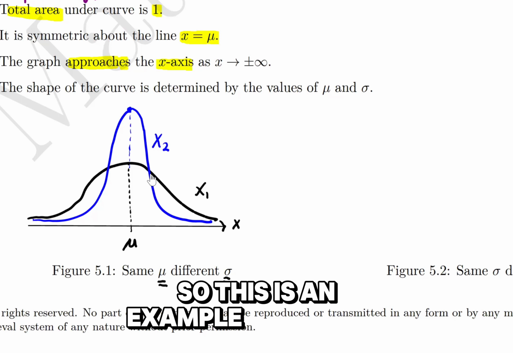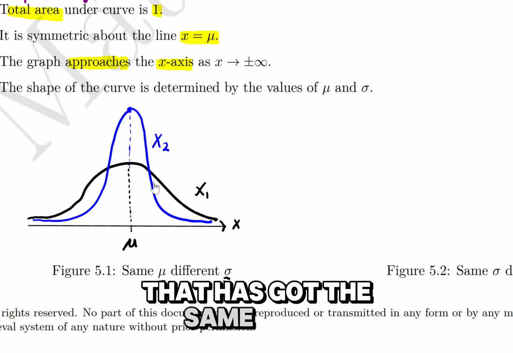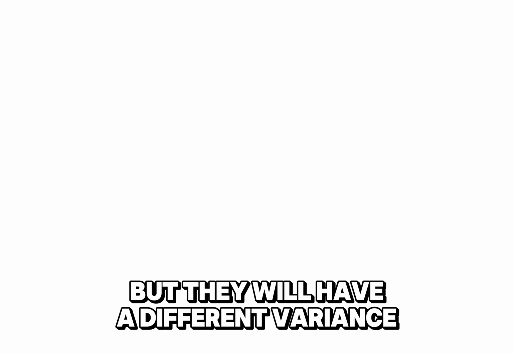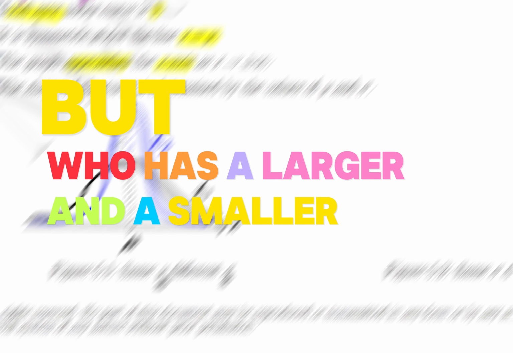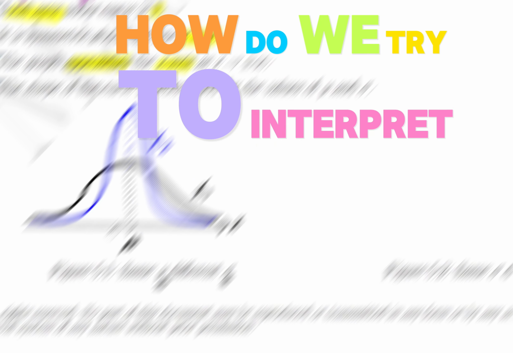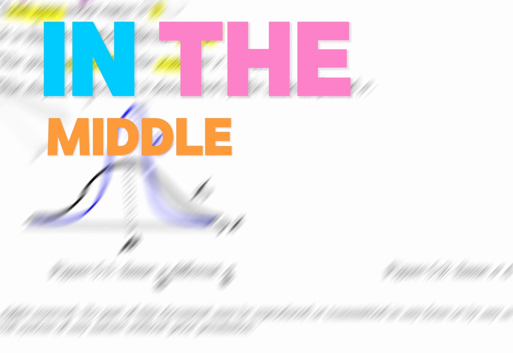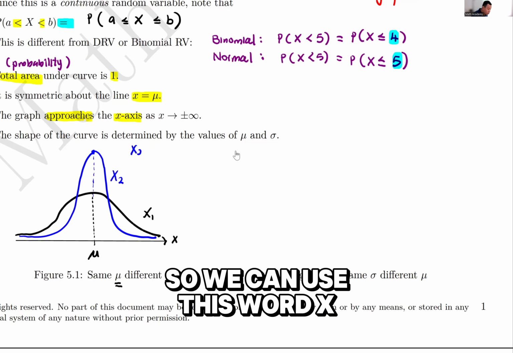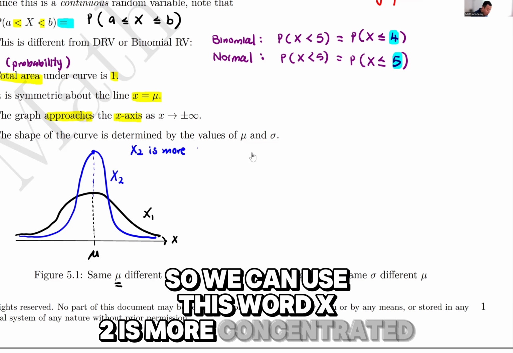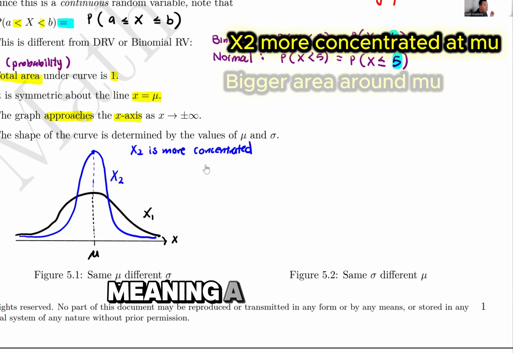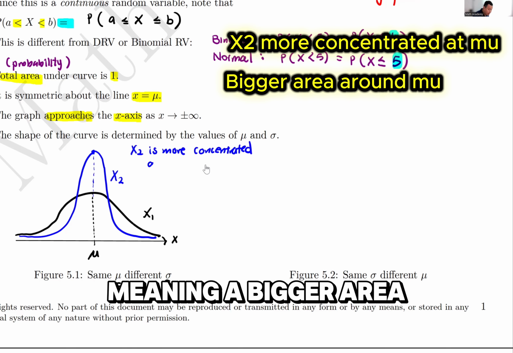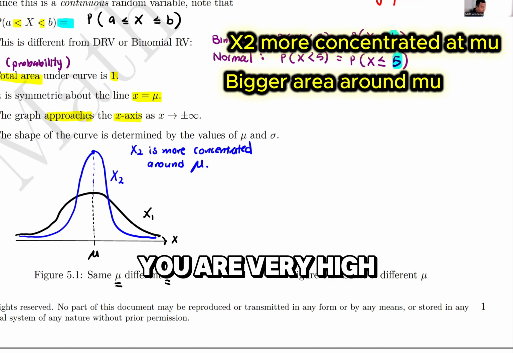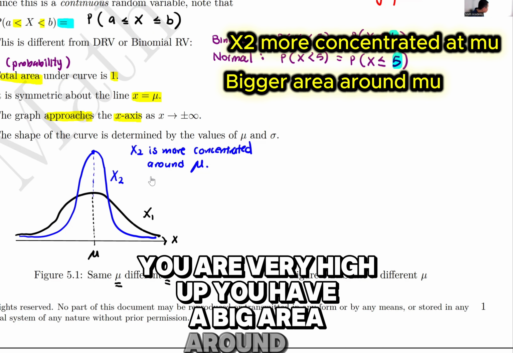So this is an example of a curve that has the same mean, but they will have a different variance. But who has a larger and a smaller variance? How do we try to interpret? Which area is bigger in the middle? Directly at mu, who is having a bigger area? So we can use this word, x2 is more concentrated, meaning a bigger area around mu. You are very high up, you have a big area around mu.